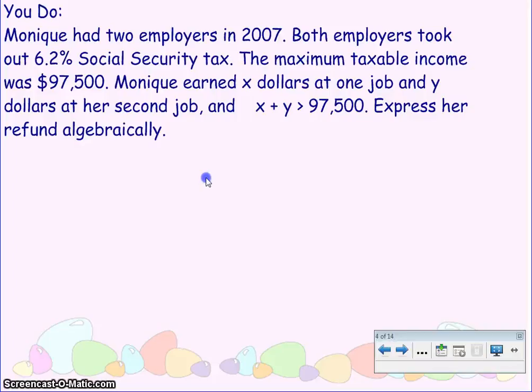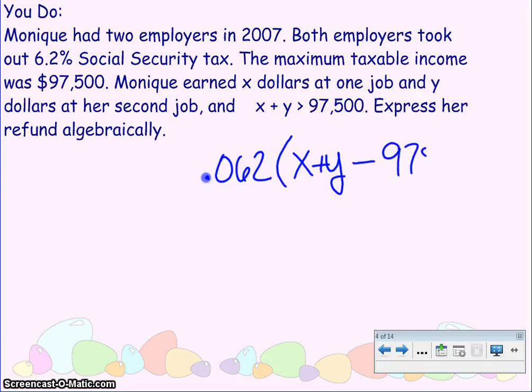So we know that she paid 6.2%, and X plus Y is job 1 plus job 2. Then we're going to subtract out 0.062 times the maximum for that year, which was $97,500, the maximum taxable income again. And there's our equation.